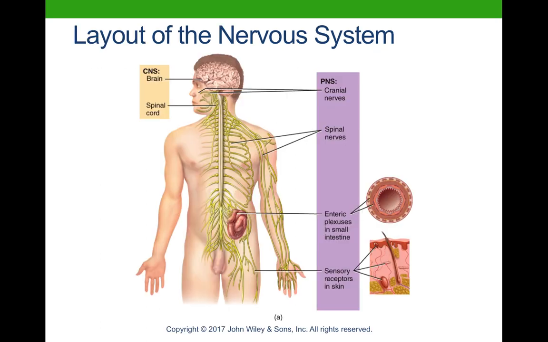Next, we will discuss the layout of the nervous system. Our nervous system is divided into the central nervous system and the peripheral nervous system. The central nervous system, CNS, consists of the brain and spinal cord. The peripheral nervous system, PNS, consists of cranial and spinal nerves.